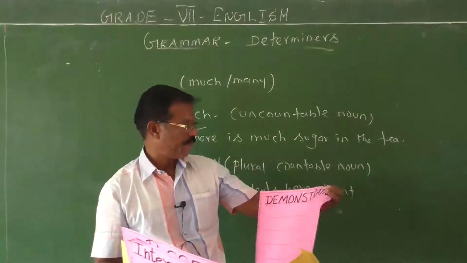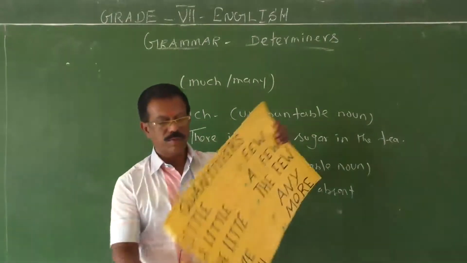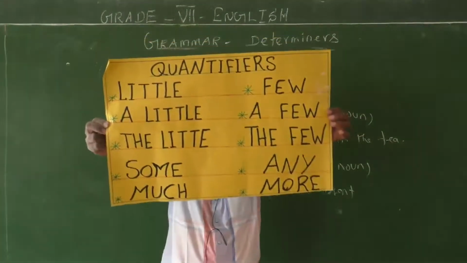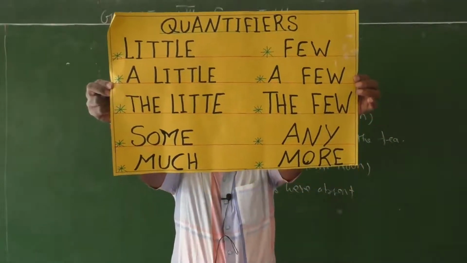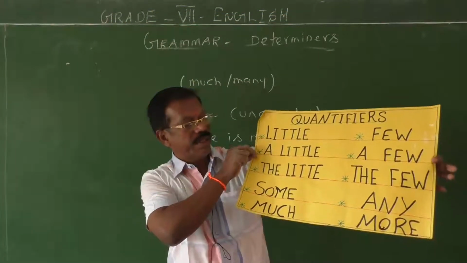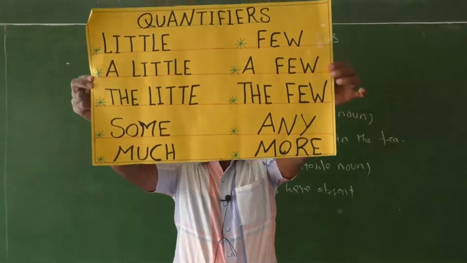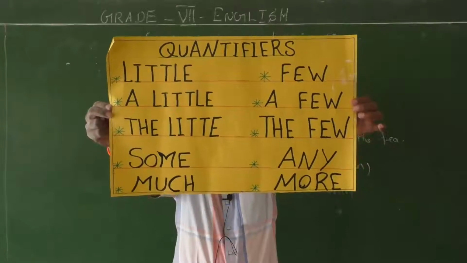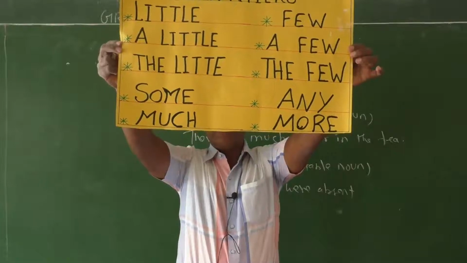Therefore, what can we call them? Quantifiers. See the chart. It gives you a clear idea about these quantifiers. See: little, a little, the little, some, much, then few, a few, the few, any, more. So little, a little, the little, few, a few, the few, some, any, much and many.